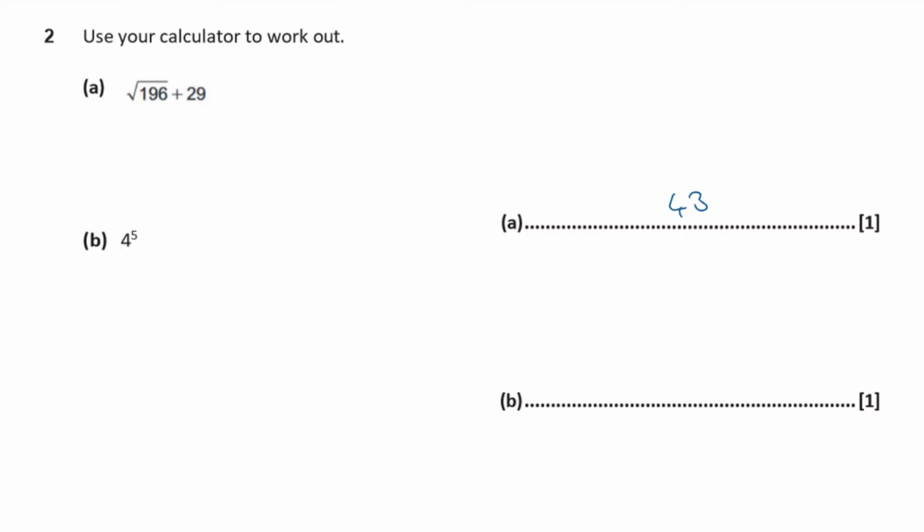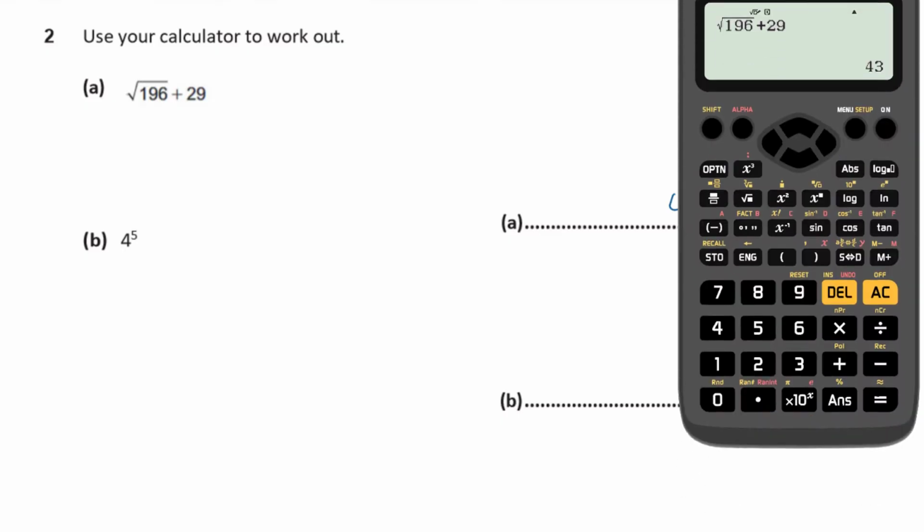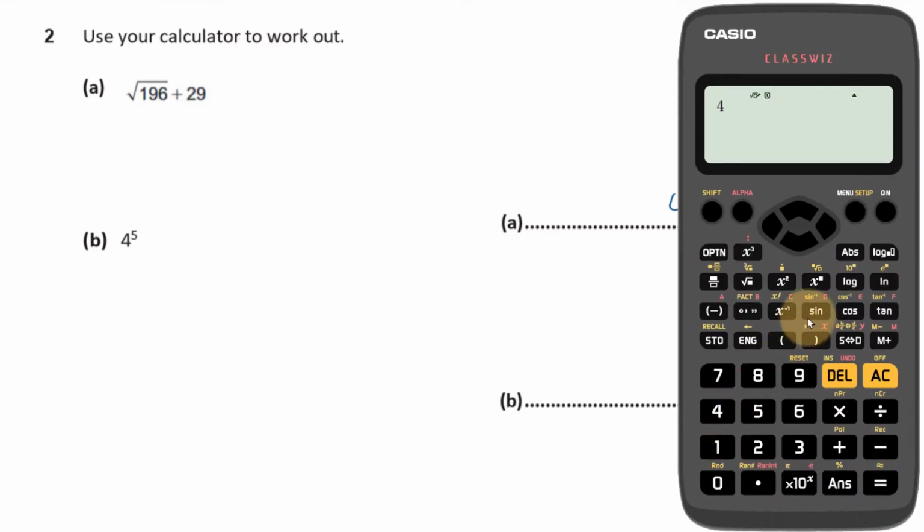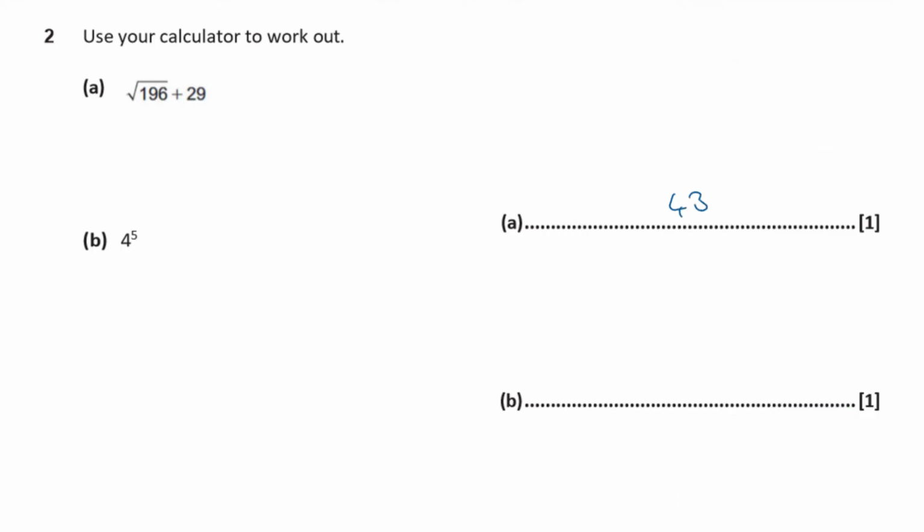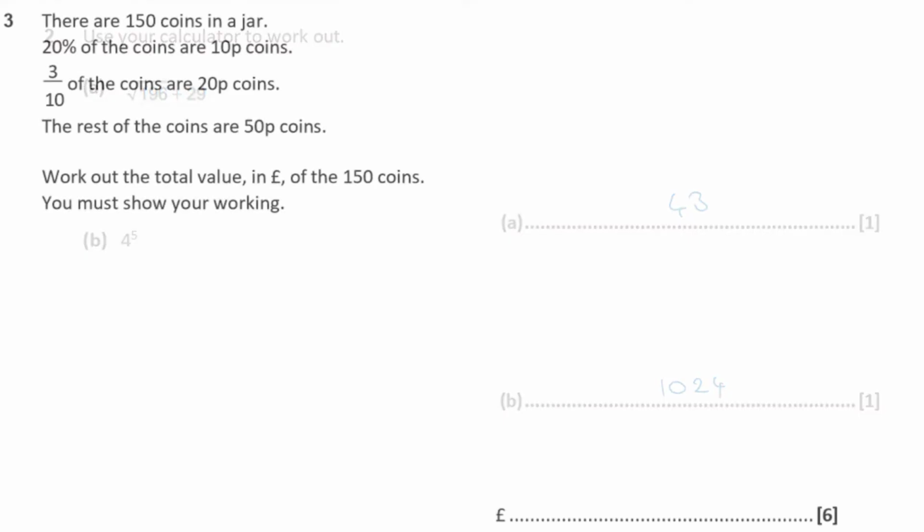Now, then I need to do 4 to the power of 5. So I'm going to press the 4 key first, and then I'm going to press this power key here, which is like an X with a little box. And in the box, I'm going to type in the power of 5, and that gives me 1,024. Question 3. There are 150 coins in a jar.